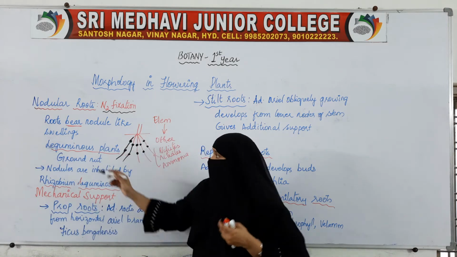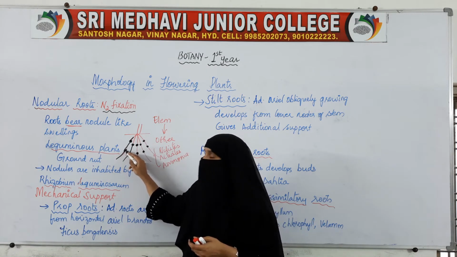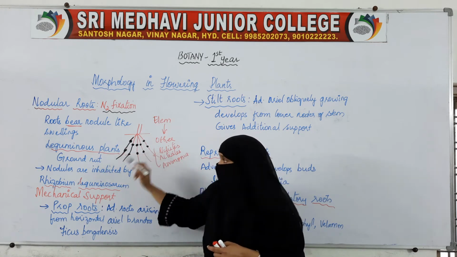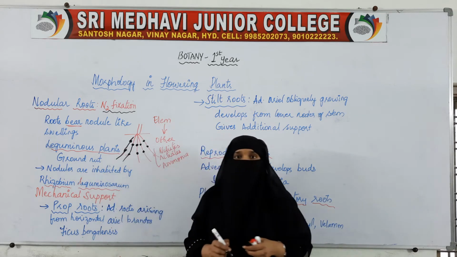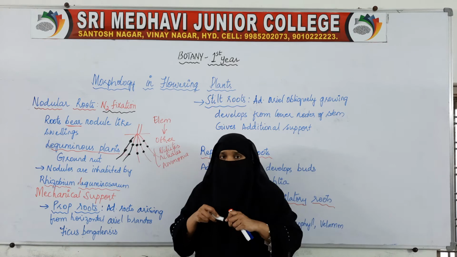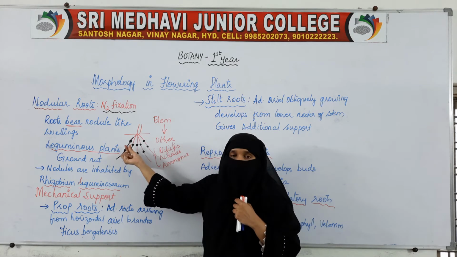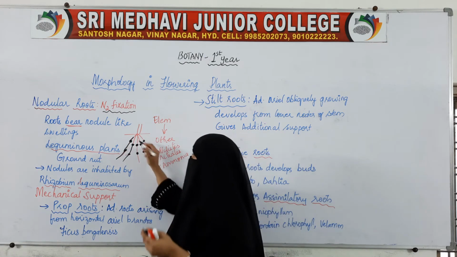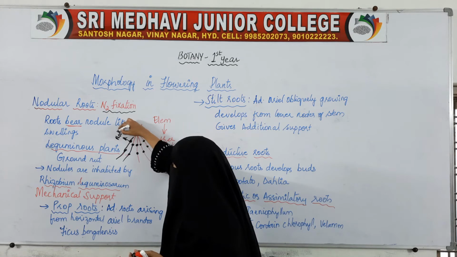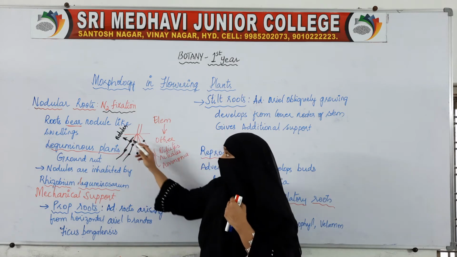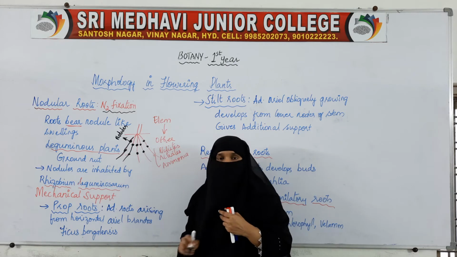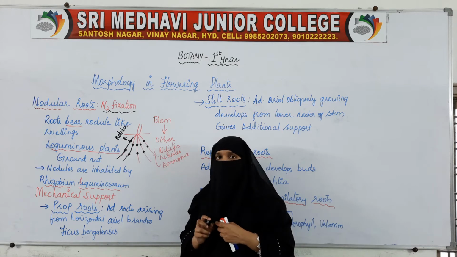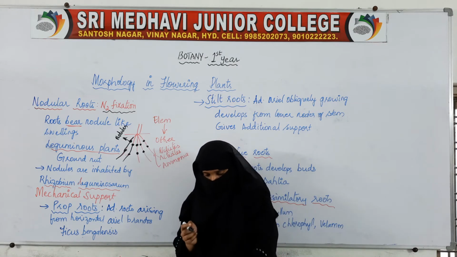In these nodules, present on the roots of leguminous plants, the Rhizobium bacteria will take shelter. Swellings will be seen on the roots, and those swellings are nothing but the nodules. Inside these nodules, the Rhizobium bacteria will inhabit and take shelter.